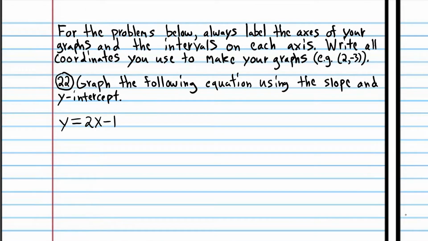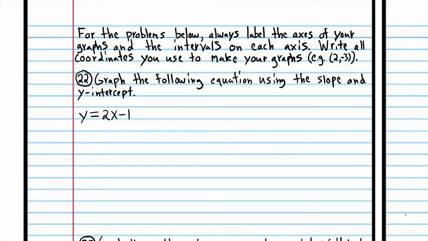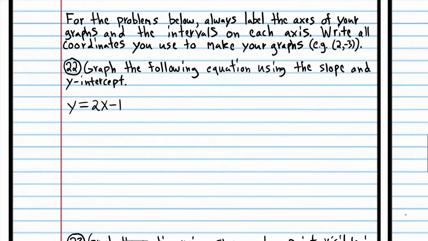Okay, so everything that we've done so far is the first half of the course. But remember, I said that there's going to be graphing and the three forms of linear equations on this test also. So here's where we get into the three forms of linear equations and graphing. It says graph the following equation using the slope and y-intercept. Now the reason that we're going to use the slope and the y-intercept is because this is in slope-intercept form.